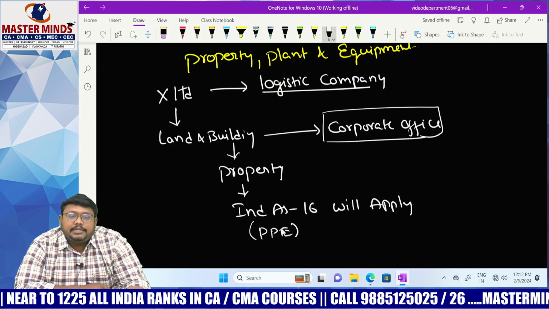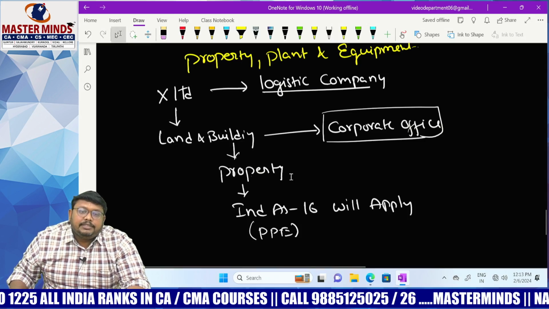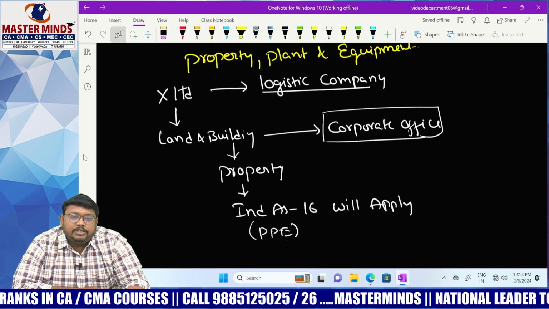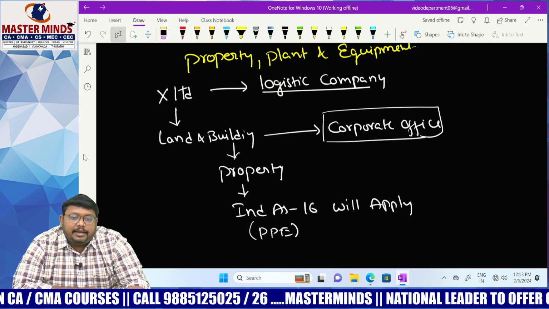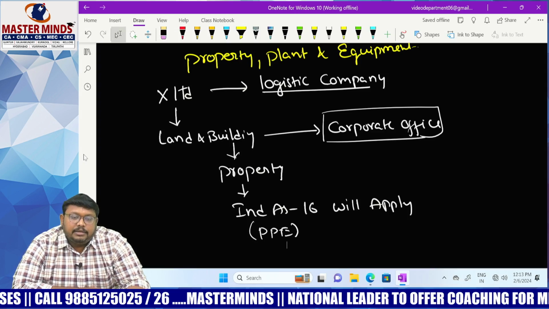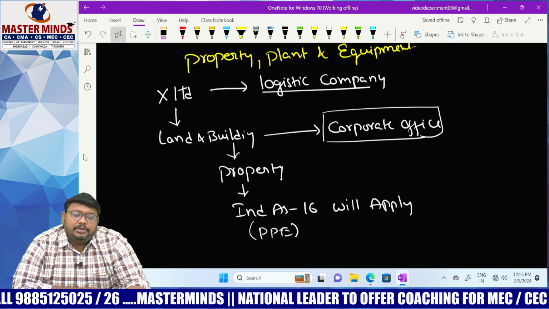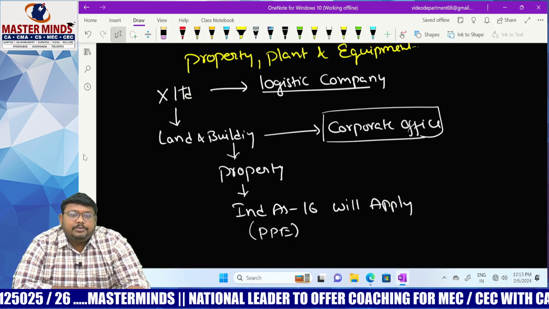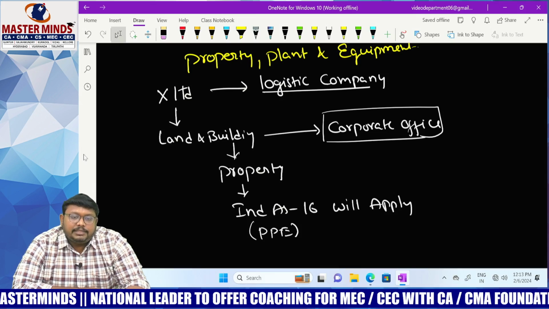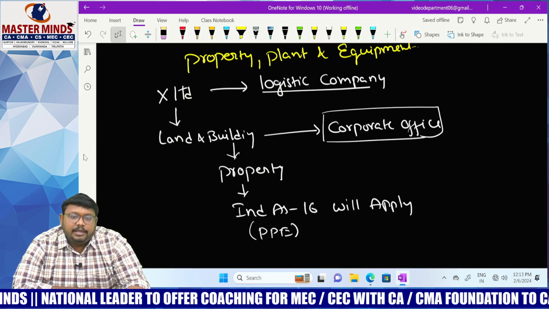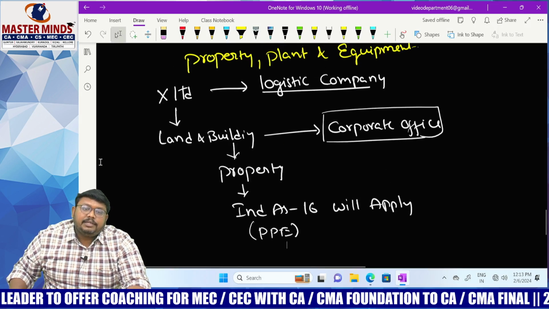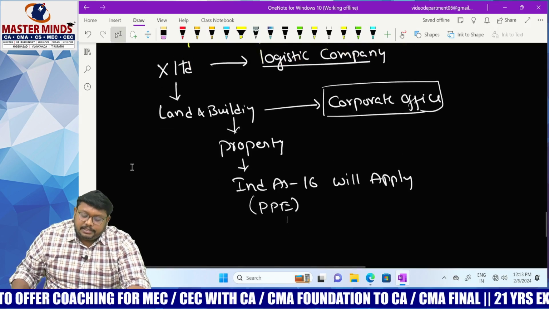When can you say this asset is your property, plant and equipment? The first condition: the asset should be of tangible nature. Second condition: the asset should be used in the business, either in the production process, the administration process, or selling and distribution, for any purpose. And the life expectancy of that asset should be more than 12 months. Three conditions should be satisfied.